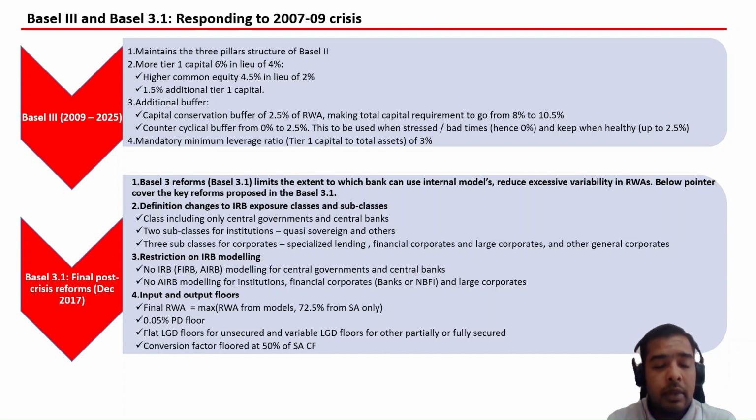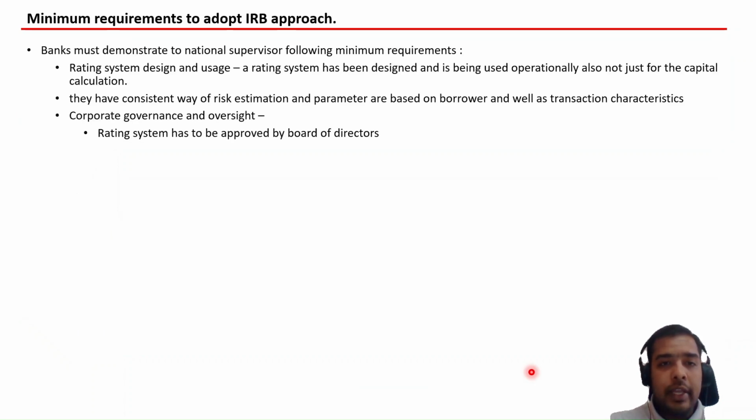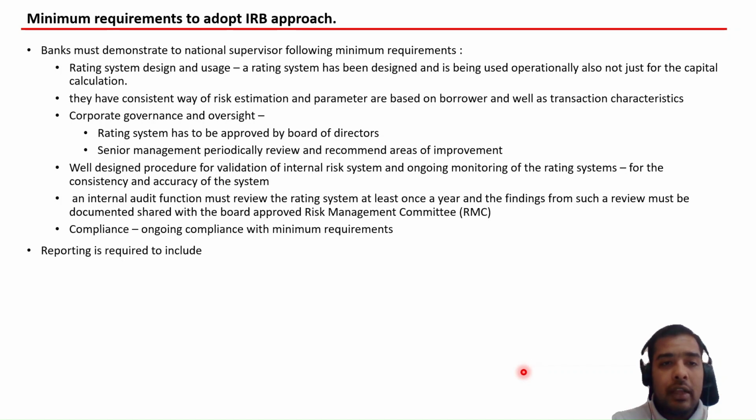So Basel 3.1 is a current area of focus for different banking and financial institutions. Let us discuss the minimum requirements for a bank to adopt the IRB approach. First, the bank must demonstrate to the national supervisor that it has a rating system and is using it in its day-to-day activity to provide loans, and that it has not been just designed to calculate the capital requirement.